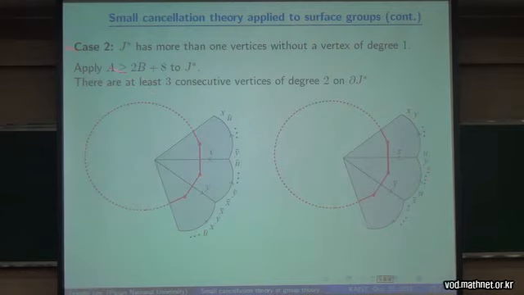Then from this inequality, we see that there are at least 3 consecutive vertices of degree 2 on the boundary of J star. So here, well, this is a part of J star, and the 3 consecutive vertices of degree 2 like this: degree 2, degree 2, degree 2. Then from this J star, we recover G. Then we must have this kind of faces, 3 faces.